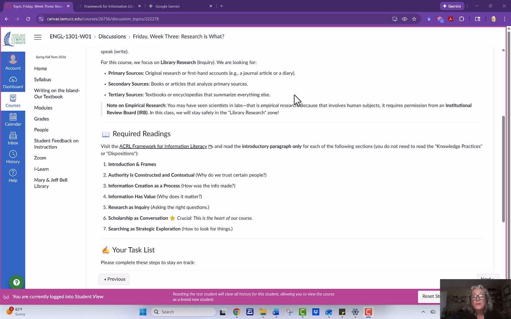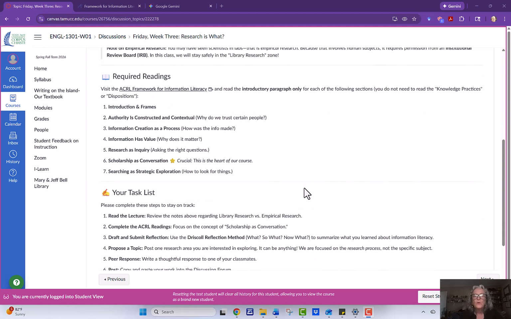And again, I don't care about the topic. It's the process of the research we're interested in. You're going to find a research area or topic, and you're going to have Gemini look for real sources that are primary, secondary, or tertiary sources. And this explains the difference between the three.